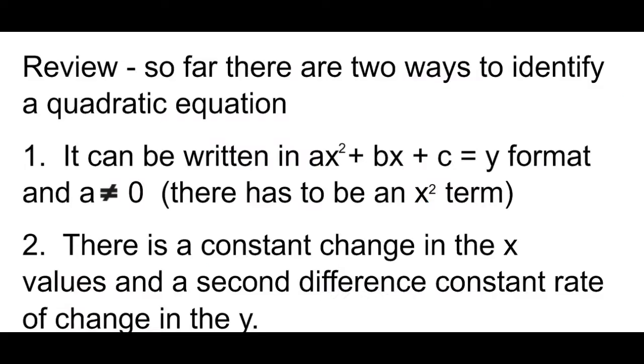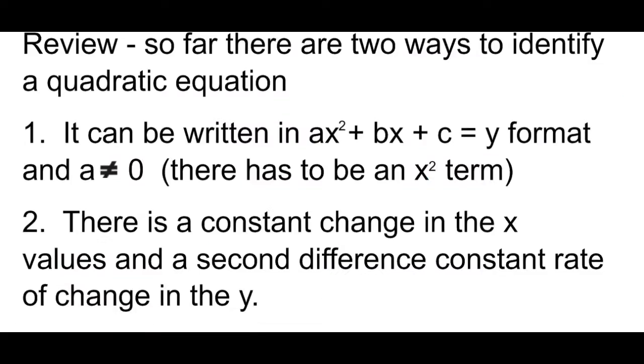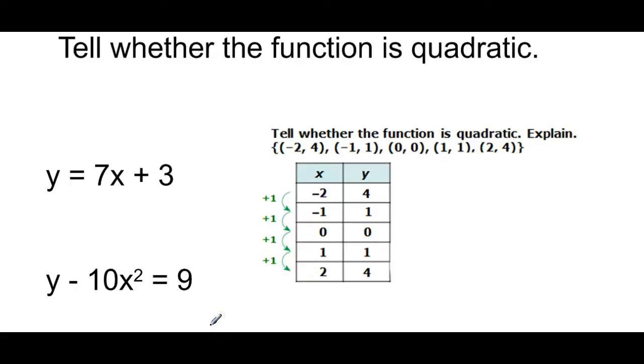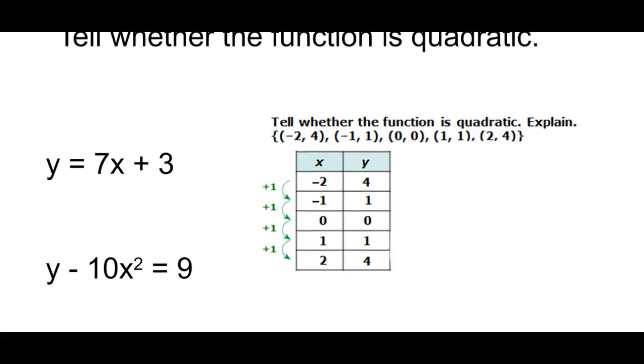All right, so two ways that we've learned to do that so far. First of all, if it can be written in standard form, ax squared plus bx plus c, where a is not equal to 0. Again, you don't even have to have this term or this term there. That's the part you've got to have, the ax squared. The second way is if there's a constant change in the x values and a constant second difference in the y values. Pause the video and make sure that you've got the understanding right here.